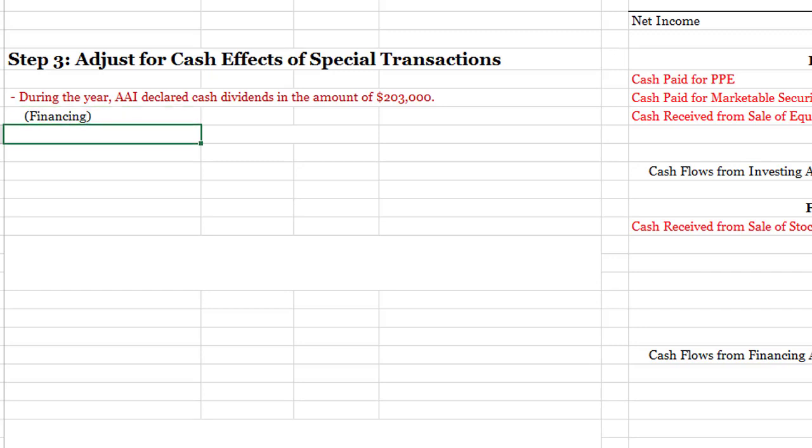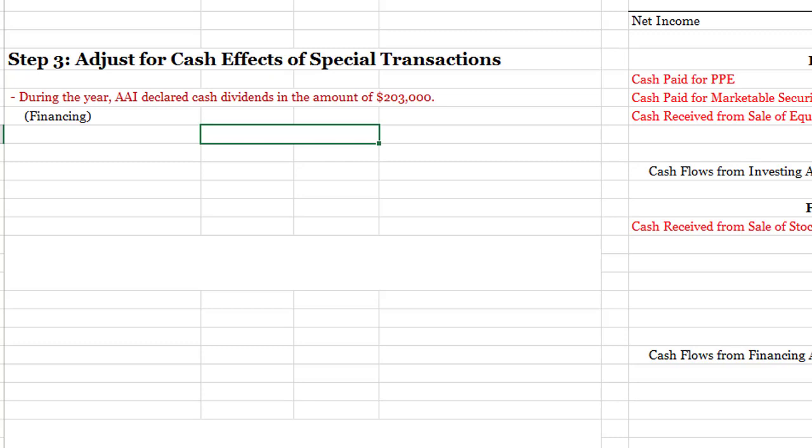The only way to know if we actually paid out any cash for this dividend is to look at our balance sheet. We're looking specifically for a dividends payable account. If we don't have a dividends payable account, then I must have declared and paid this $203,000 during the same year because it didn't cause a dividends payable. If I do have a dividends payable account, then I need to look at the beginning and ending balance and what I put into the account to see if any payments were made.